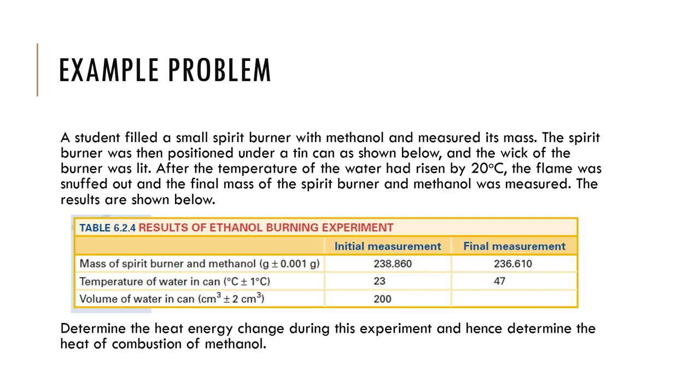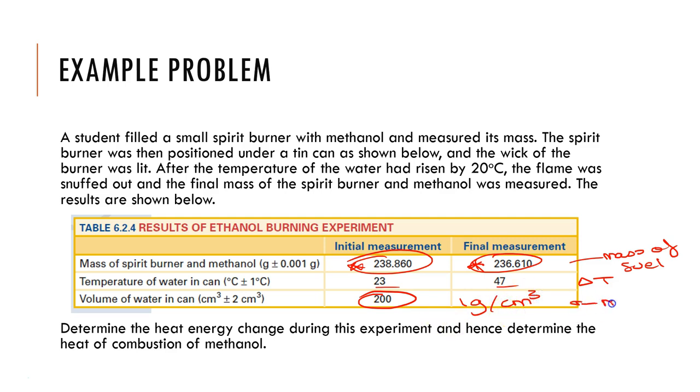I'm not going to talk you through the solution, but I will point out that here is your mass of the spirit burner and the mass after burning. Okay, so this is the mass of the spirit burner and the fuel before anything was burnt, and then this was after. So you're going to determine the mass of fuel that was burnt from this. This is your initial and final temperature, so you'll use delta T here. And then this is the volume of water that was in the can. And remember that the density of water is given as 1 gram per centimeter cubed. So you can get the mass that we use in this calculation from here.